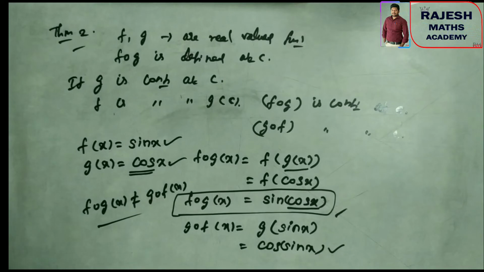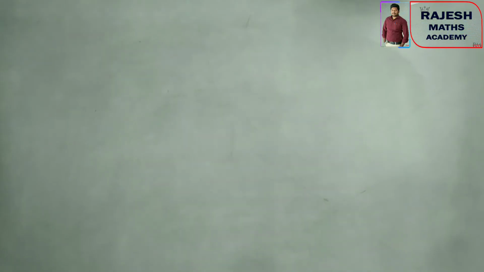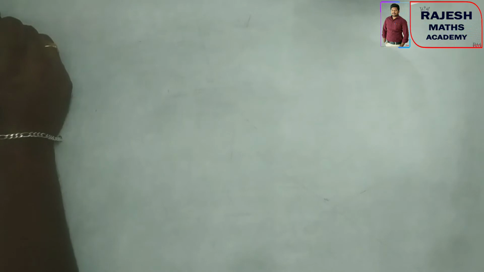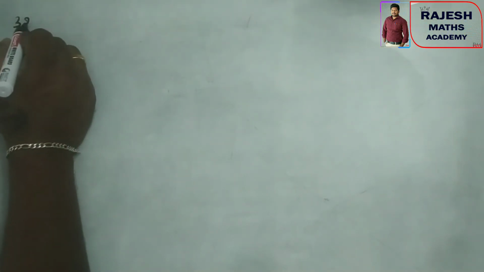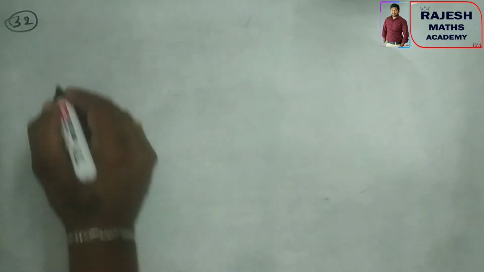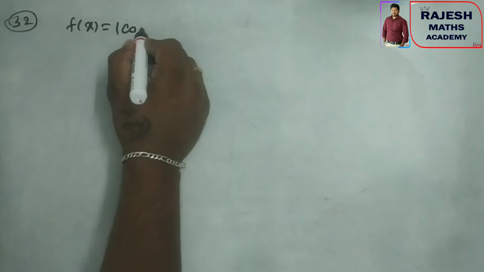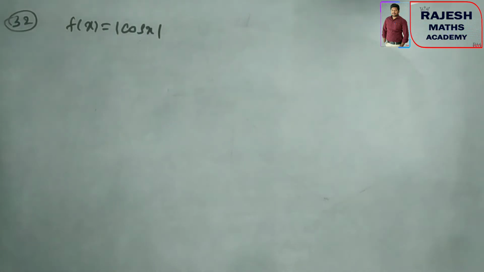Now we will move to the exercise problems. For the last 4 problems, we will use this composition definition. We will prove all the problems 31 to 34. So we will start with question number 32 now. What is the given question here? Given f of x equals modulus of cos x. So we are going to prove the continuity of this modulus of cos x.